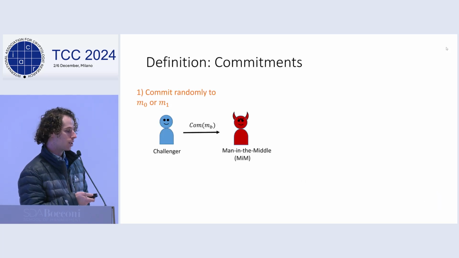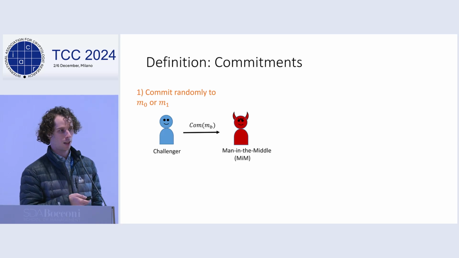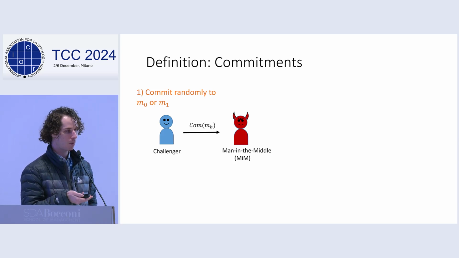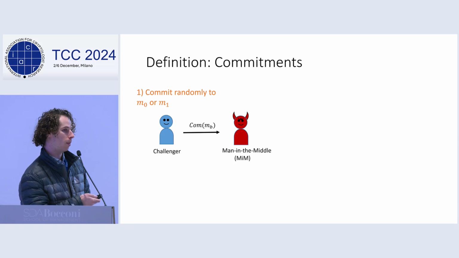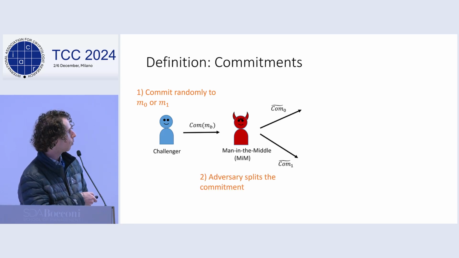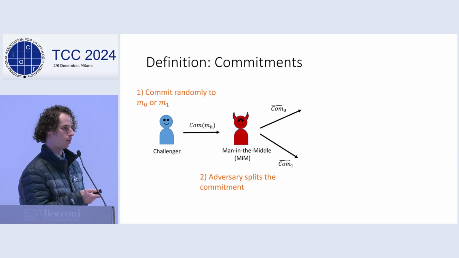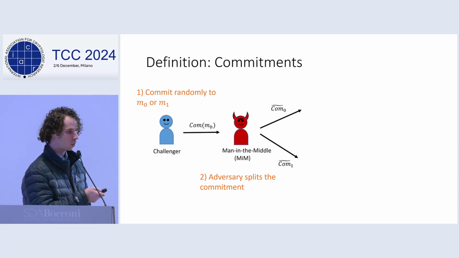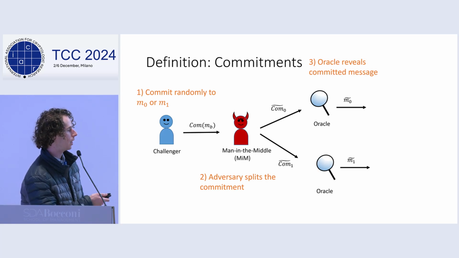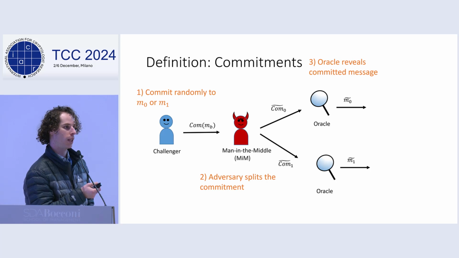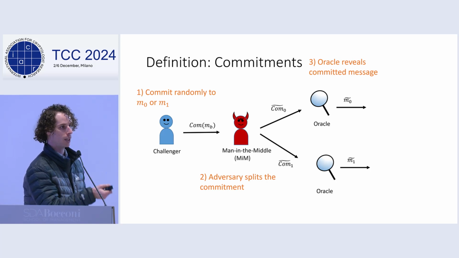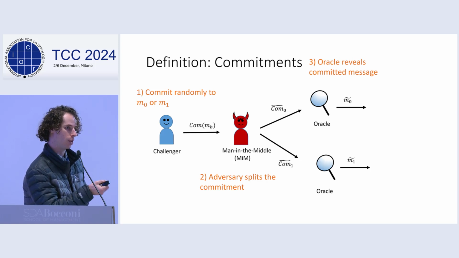To define unclonable commitments, we're going to start off with our standard commitment game where the challenger commits to one of two messages. Then we're going to deviate from the game a little bit, and the man in the middle is going to split the commitment into two pieces, com0 and com1. At this point, we'd like to ensure that at least one of the two commitments is independent of the left. So the third step of the game is that an oracle is going to actually reveal what the committed messages were. In the case where you give an invalid commitment, this is just going to abort. But if there is an opening, then the oracle will reveal what message the commitment can be opened to.